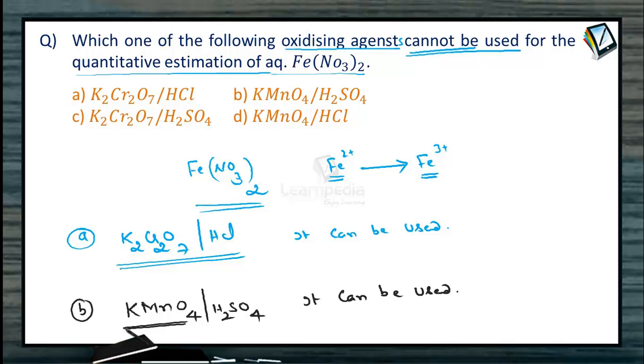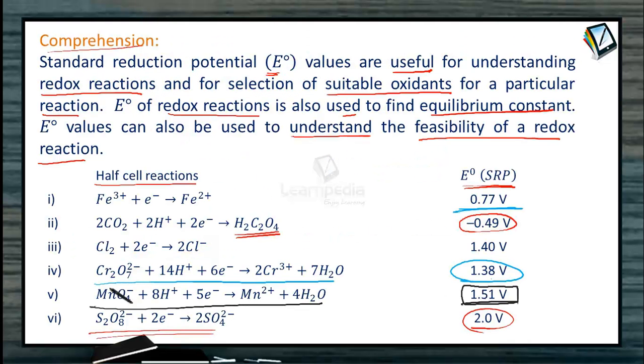The third one is K2Cr2O7 in the presence of dilute sulfuric acid. Once again, potassium dichromate, whose value is 1.38, and once again sulfuric acid, in other words sulfate, that is 2. So this being more, potassium dichromate will not oxidize sulfate into S2O8 2 minus, but its value 1.38 is more than 0.77. Even in the presence of sulfuric acid, potassium dichromate can be used.